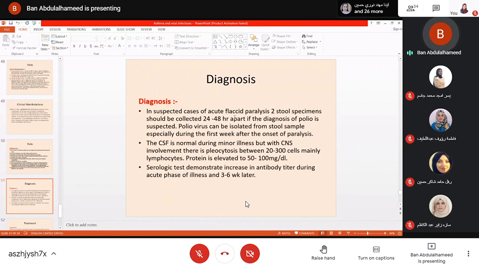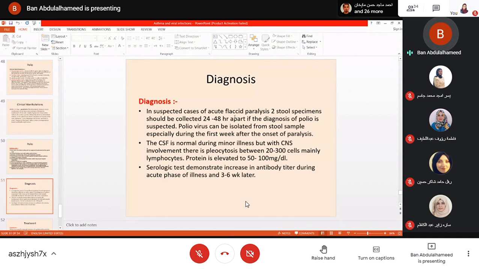For other investigation, we need to do a CSF aspiration. CSF is initially normal, but with involvement of the central nervous system, changes and abnormality in the CSF appear. If we look at the CSF cell count, we see an increase in the cell count, reaching approximately 20 to 300 cells, mainly lymphocytes. If we do a protein of the CSF, there is also an increase in the level of the protein to about 50 to 100 milligrams.